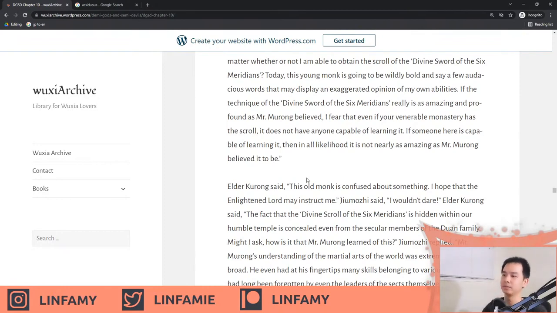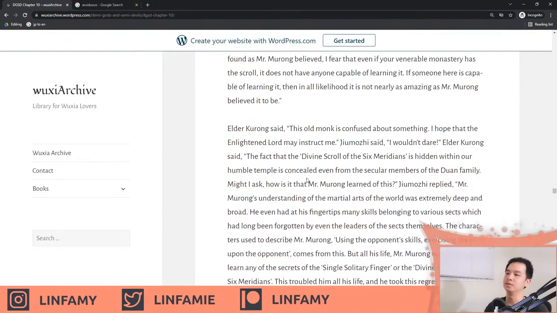Elder Kurong said, "This old monk is confused about something. I hope that the enlightened Lord can instruct me." Jiumotsu said, "I wouldn't dare." Elder Kurong said, "The fact that the divine scroll of the 6 meridians is hidden within our humble temple is concealed even from the secular members of the Duan family. Might I ask, how is it that Mr. Murong learned of this?"